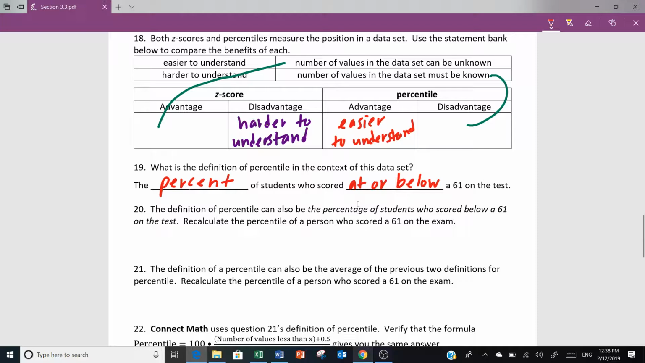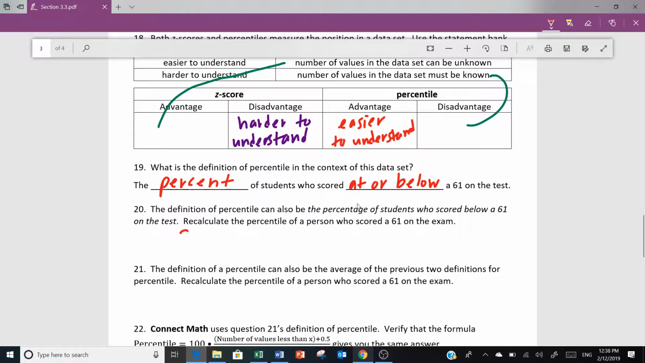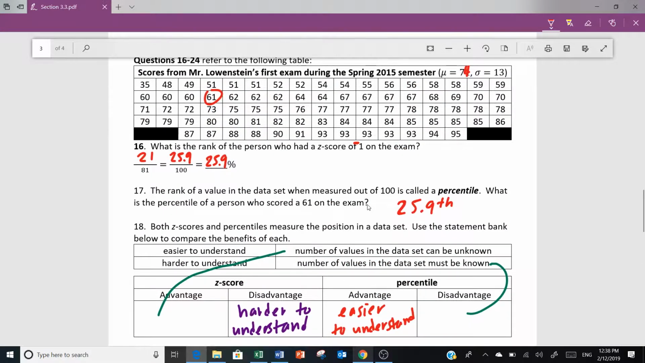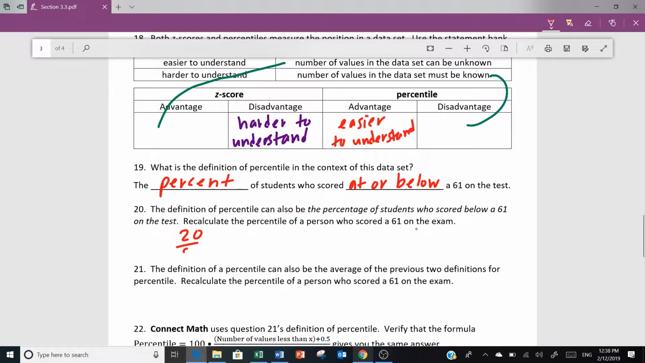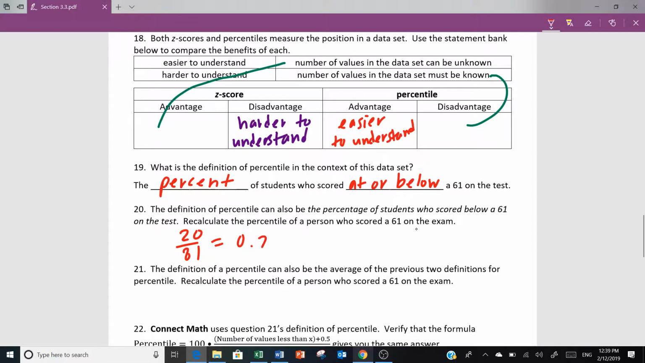Okay, so how many students scored below a 61? It's 20 now. It's not 21, because we're now excluding the 61. So if we count them, we have 1, 2, 3, 4, 5, 6, 7, 8, 9, 10, 11, 12, 13, 14, 15, 16, 17, 18, 19, 20. So 20 divided by 81 gives us 0.247, or 24.7%. So the answer is the 24.7 percentile.